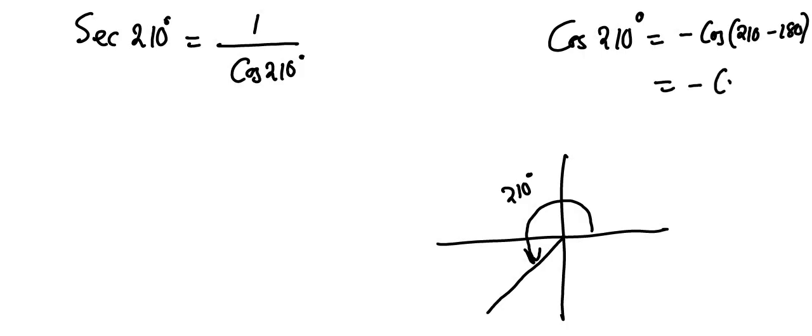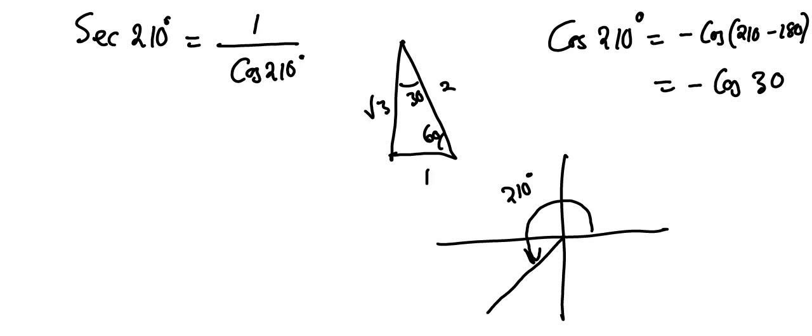So this is going to be negative cos, then we say 210 minus 180. The answer we're getting is 30. So we are getting cos 30. Cos 30 is the same as what, according to our special angles? We can draw a triangle like this: there's a 60, there's a 30, there's a root 3, there's a 2, there's a 1. So cos 30 is adjacent over hypotenuse, right? So this is just the same as negative root 3 over 2.